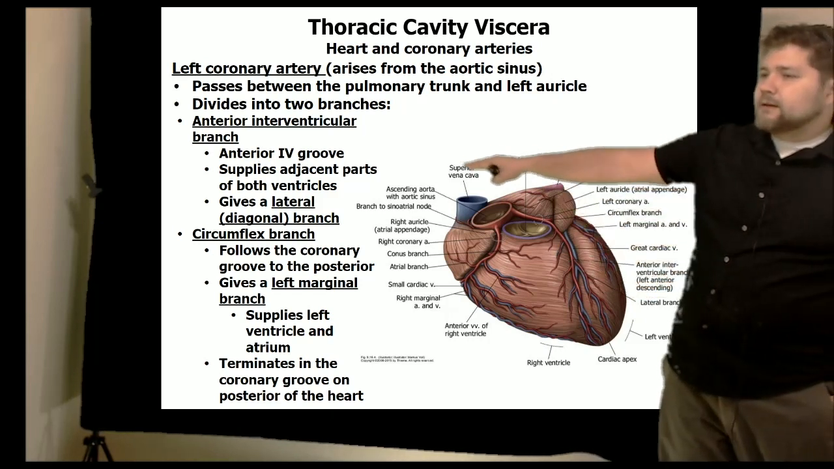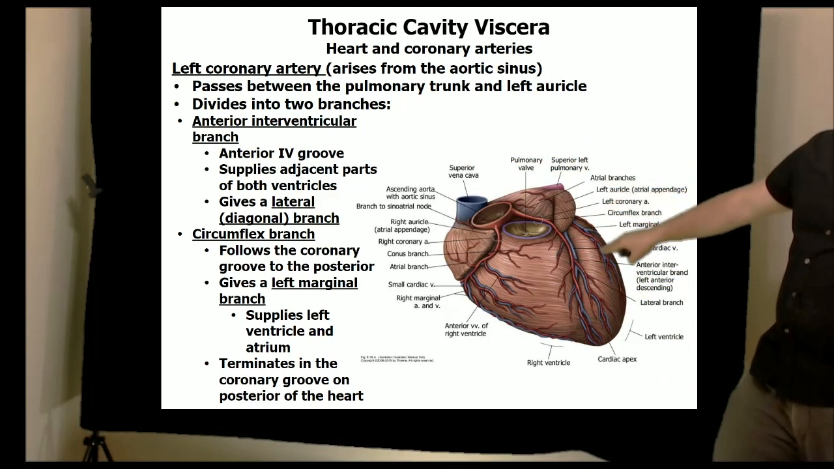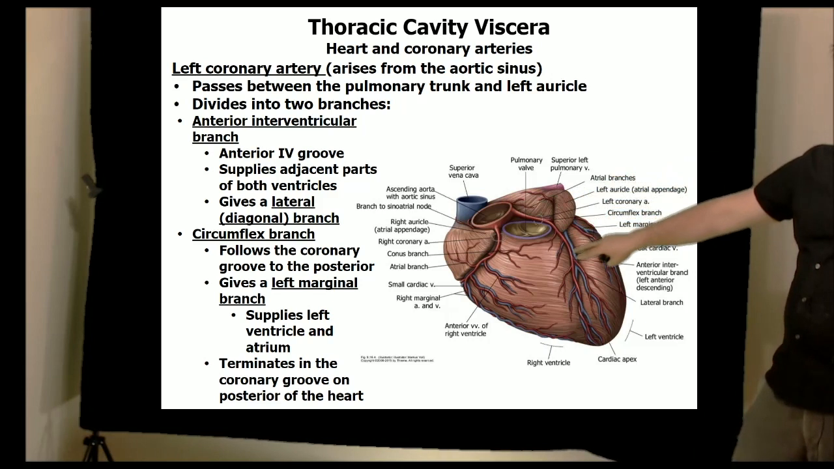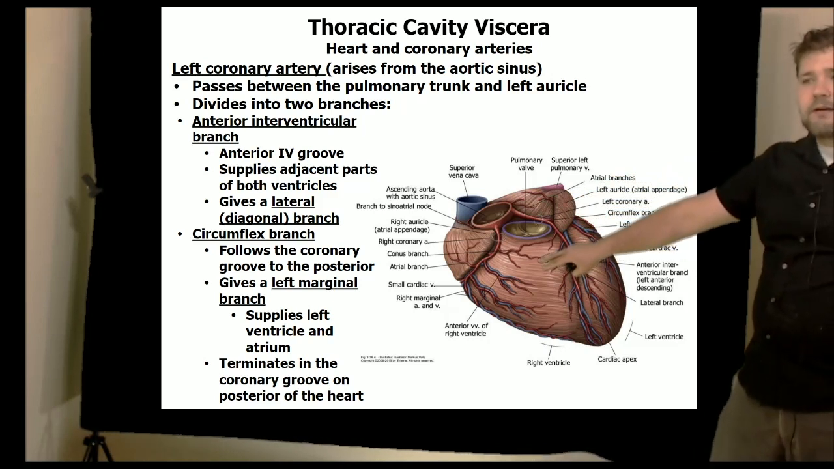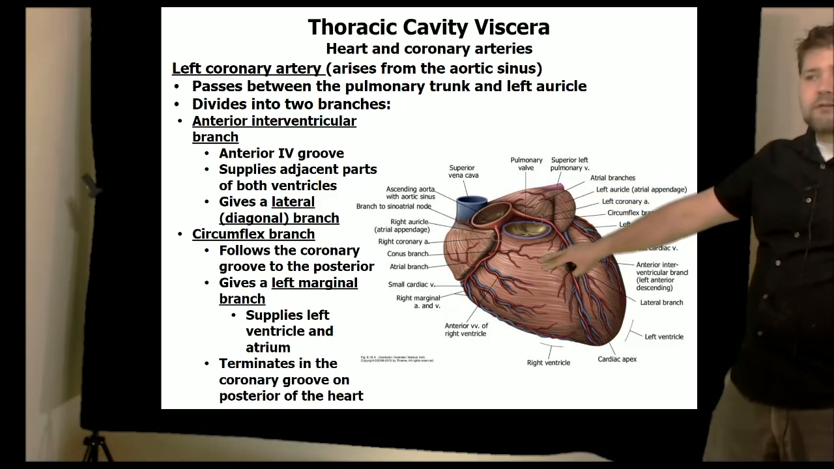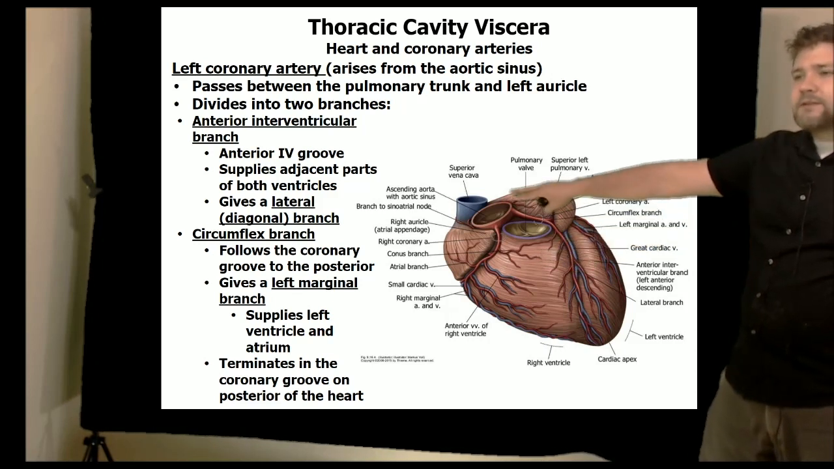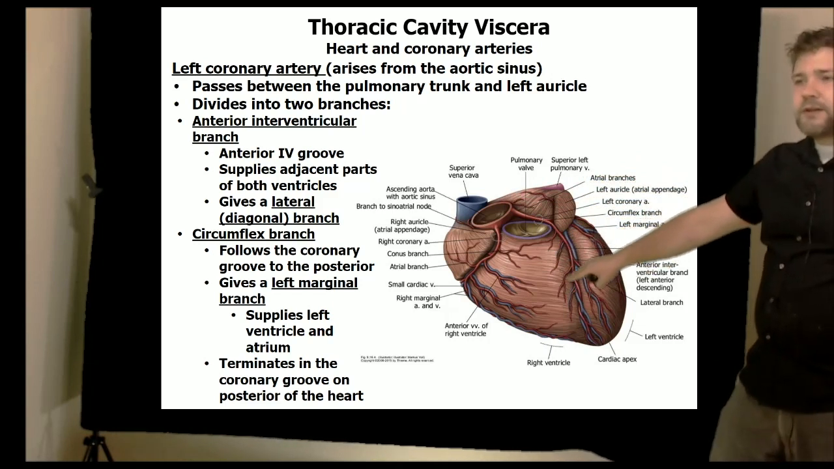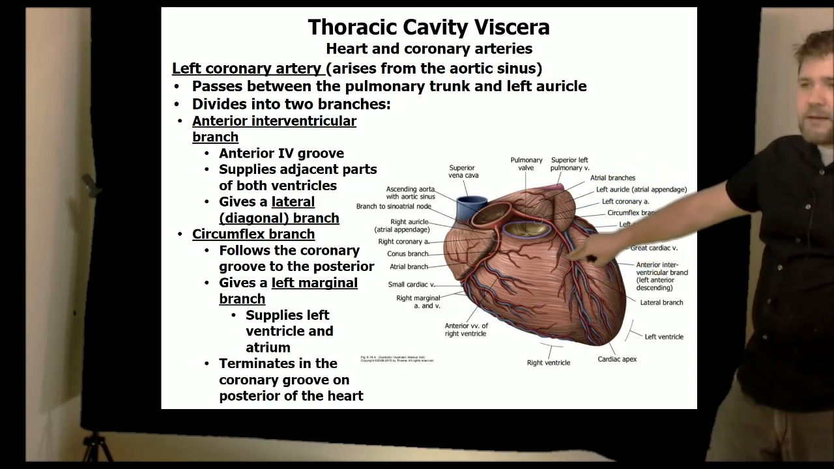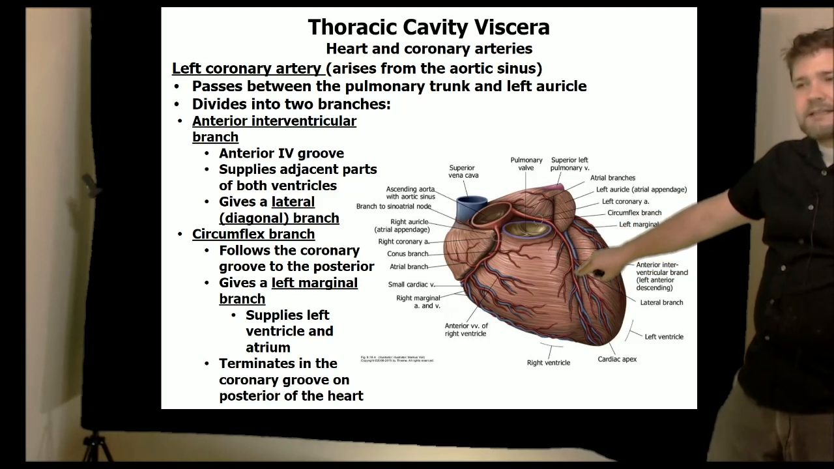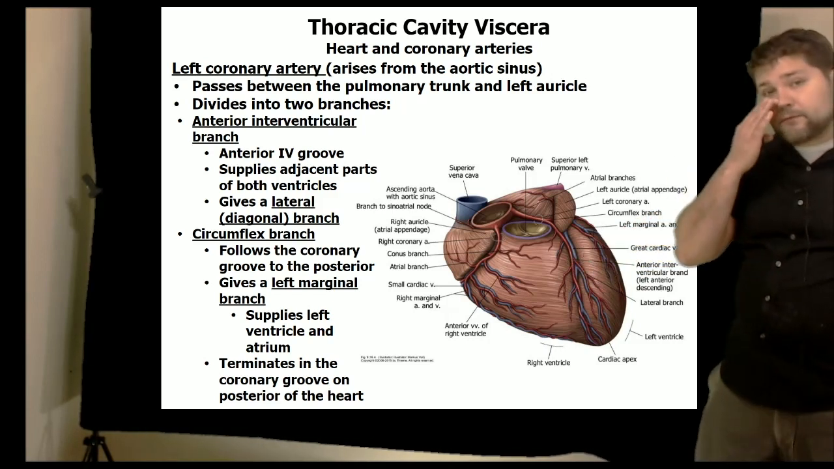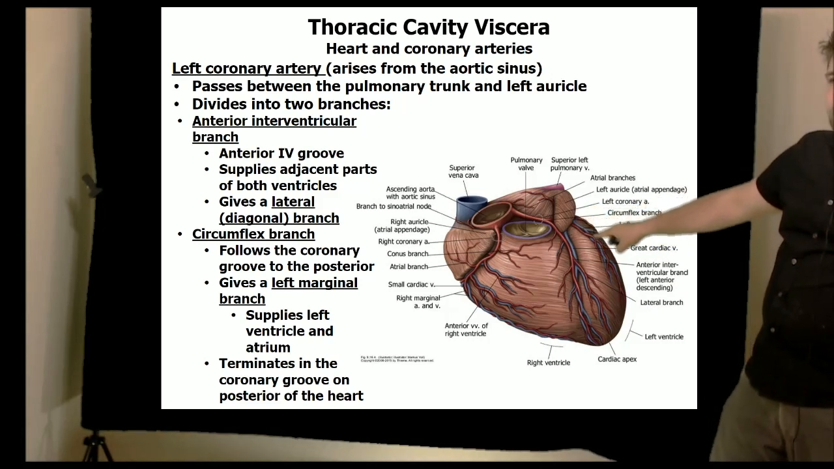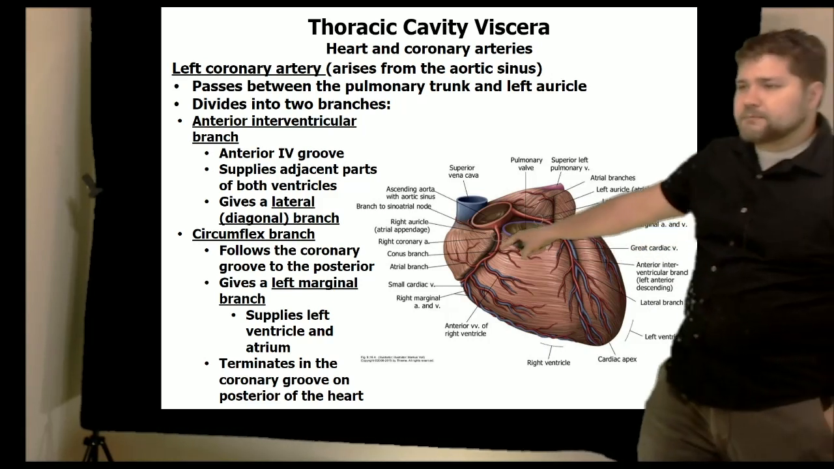The circumflex is going to come around and then give a left marginal, which is going to supply the left ventricle and left atrium. And then it's going to come back and meet up with the right side of the heart in the posterior interventricular groove. Okay, so your main branches are the left coronary and the anterior interventricular branch, and you can see where that branch is, that's the septum, and it's identical on the posterior side. The right coronary is going to lie in that septum. You'll get your circumflex coming around, your left marginal, and then the circumflex will just basically continue on.